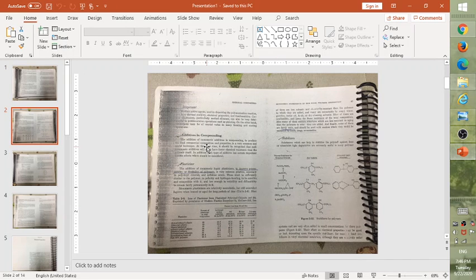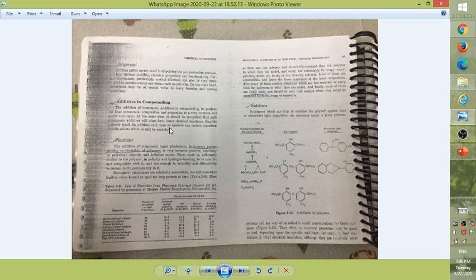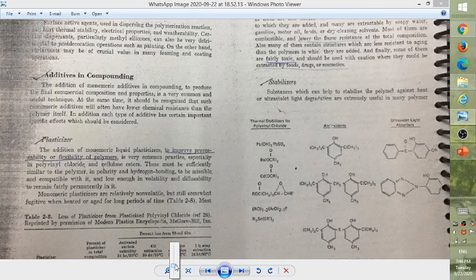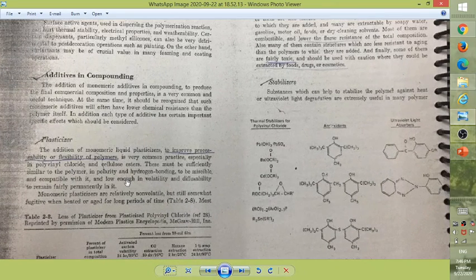Now additives in compounding. So this also comes in the monomeric ingredient of final polymeric composition. So you have to consider additives in compounding also. The addition of monomeric additive in compounding to produce final commercial composition and properties is a very common and useful technique. At this stage, it should be recognized that such monomeric additive will often have lower chemical resistance than the polymer itself.